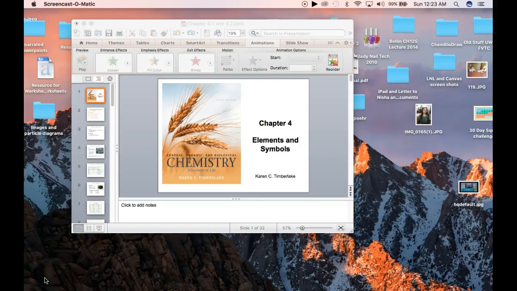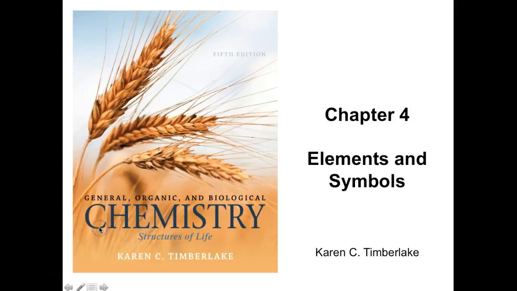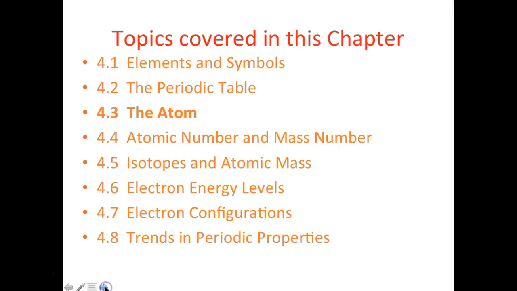In this video, we're going to be talking about Chapter 4, Elements and Symbols, as well as the periodic table, atomic structure in terms of electrons, protons, and the arrangement of electrons. So the topics we're going to be covering, at least in this video, partially, is the first two topics, which is element symbols and the periodic table.